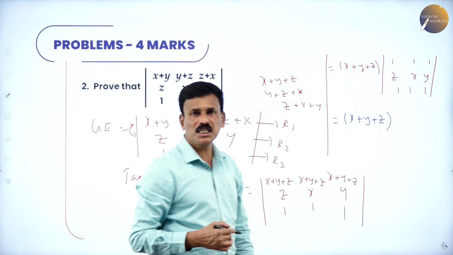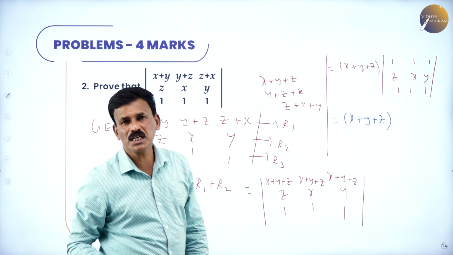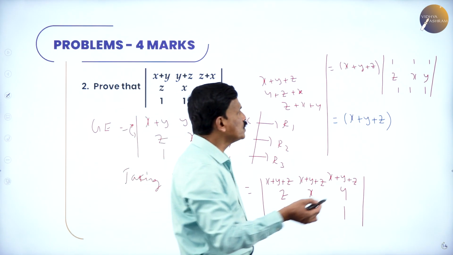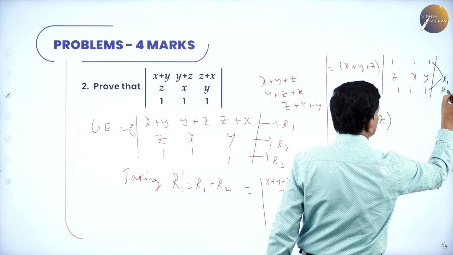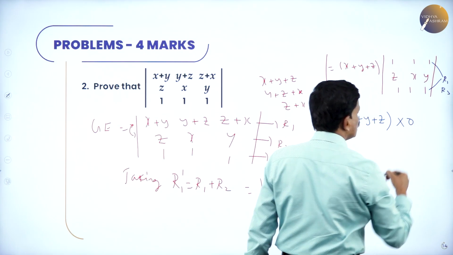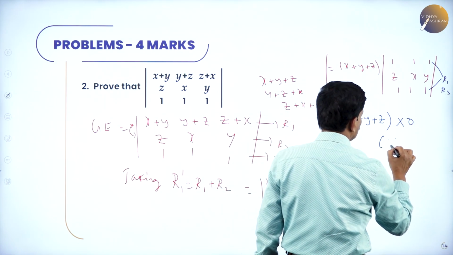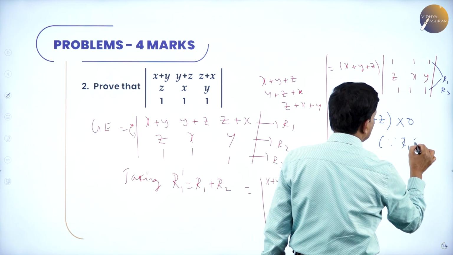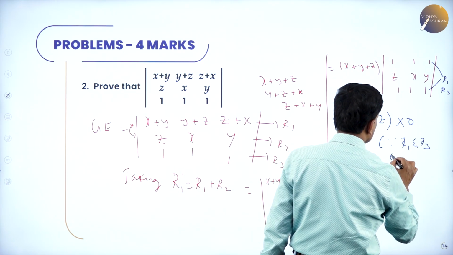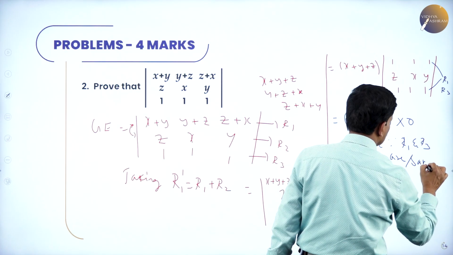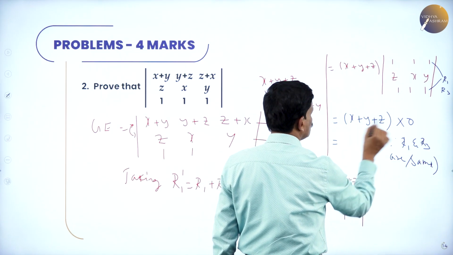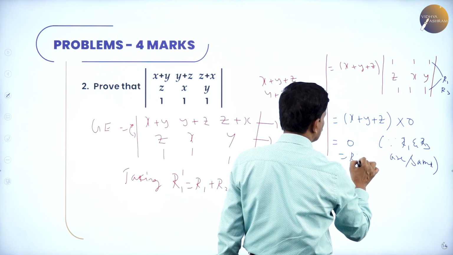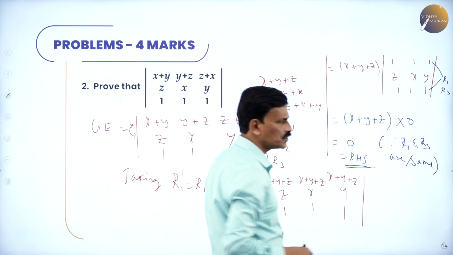According to the property, if two rows or two columns are the same, then the value of the determinant is 0. See, R1 and R3 are equal. Therefore, this is equal to 0 because two rows are the same. 0 into any number is 0. That is what we want to get, the RHS.